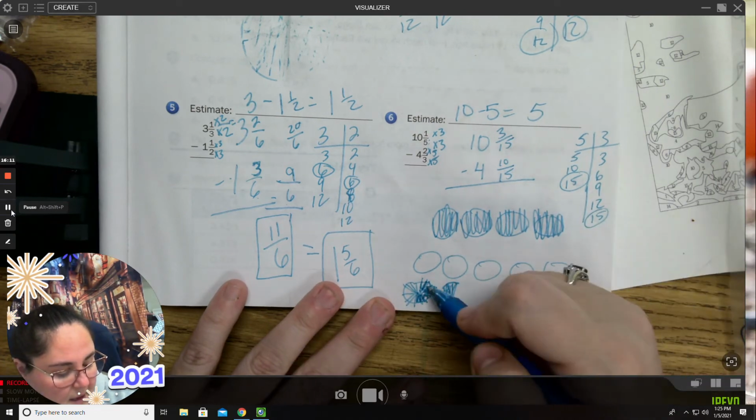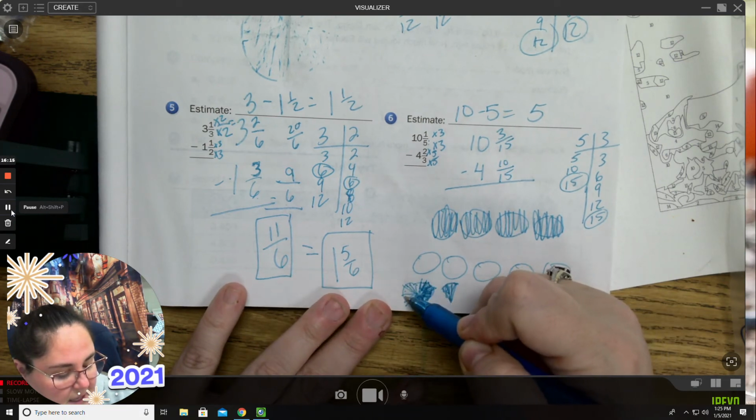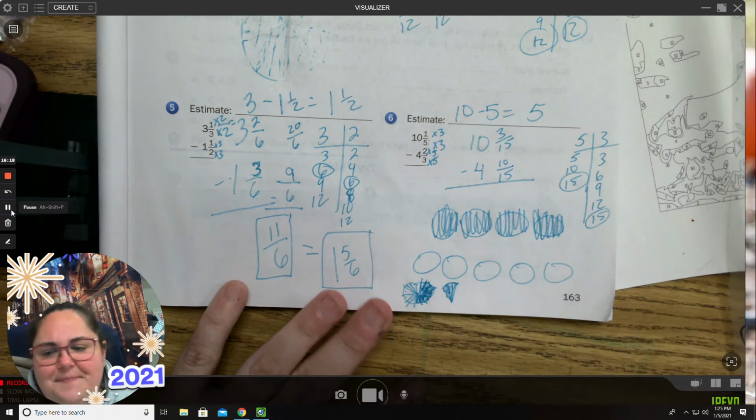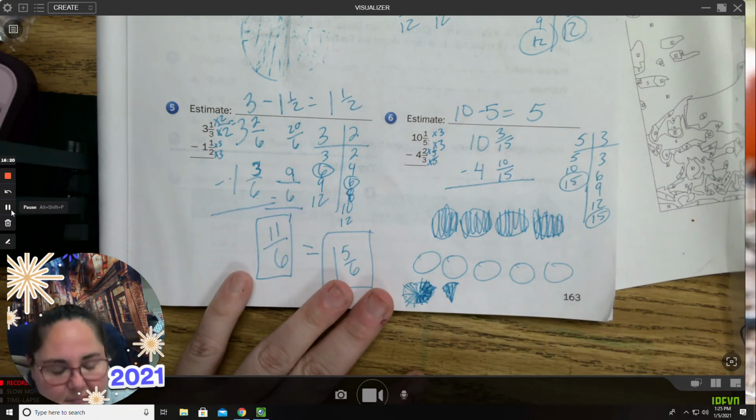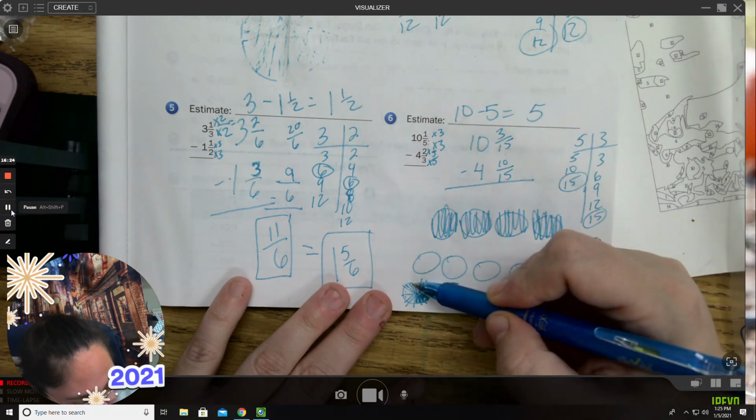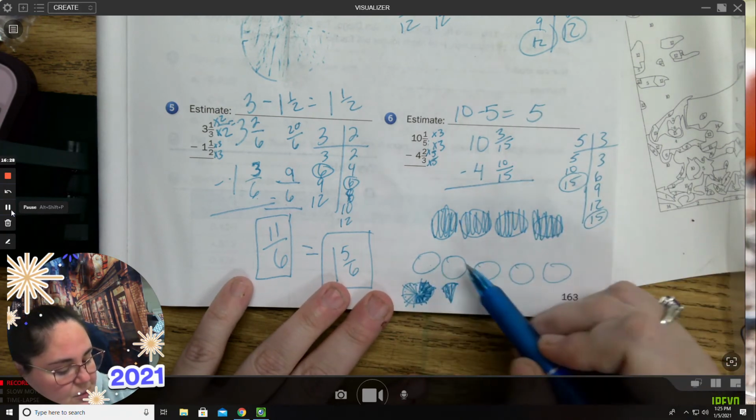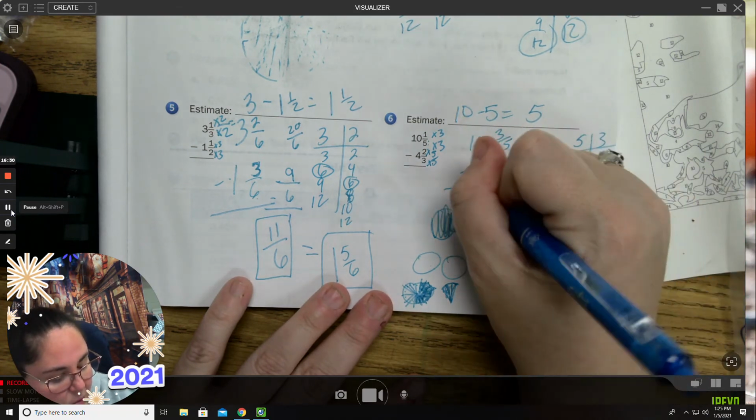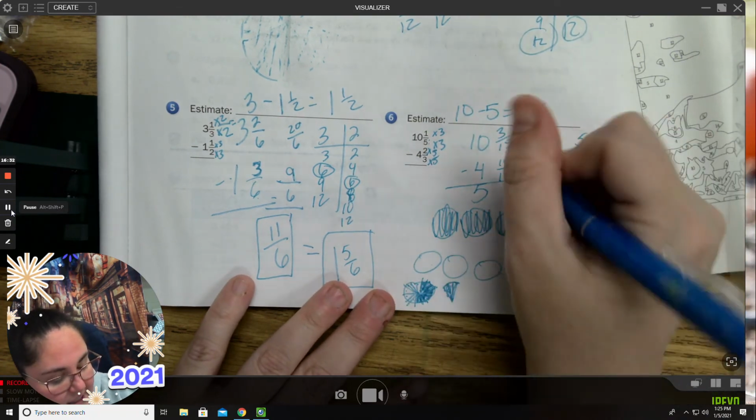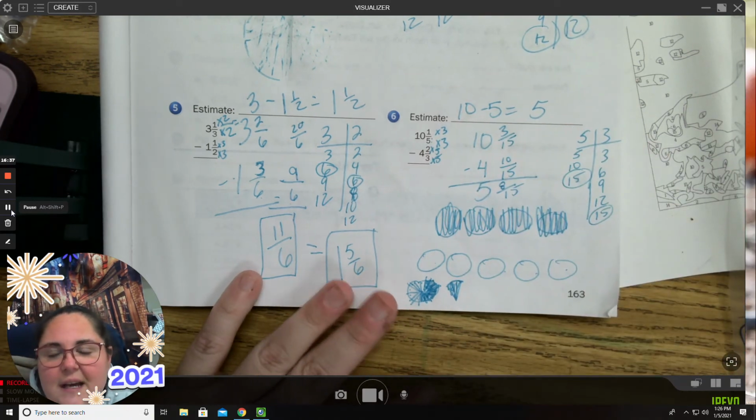All right, here we go. Let's count them. 1, 2, 3, 4, 5, 6, 7, 8, 9. Is that right? I think I had an extra line there. 1, 2, 3, 4, 5, 6, 7, 8. So 1, 2, 3, 4, 5 wholes and 8 left over out of 15. That's how you do it, guys.